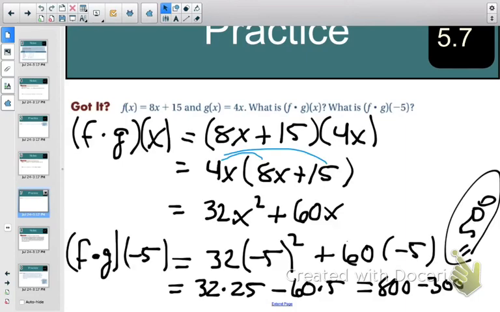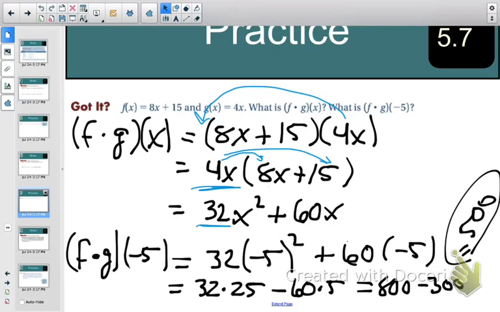Alright, so welcome back. When you're multiplying these together, make sure you put them in parentheses. So I did 8x plus 15 in parentheses times 4x in parentheses. And then what I did is I just moved this to the front because we can do that. So 4x times 8x plus 15. And then to simplify it, we are going to want to get rid of the parentheses, so we distribute. When you distribute, this is 4x. There's 2 factors there, so you're multiplying the 4 and the x to everything.